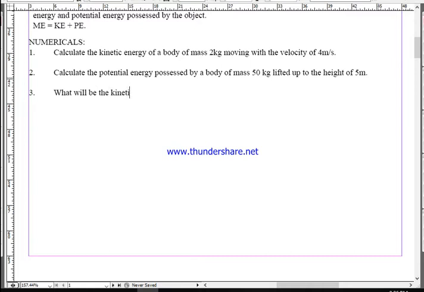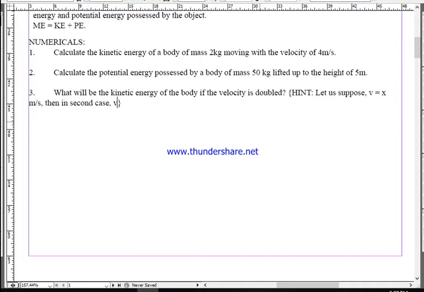And what will be the kinetic energy of the body if the velocity is doubled? Okay, this one you have to do on your own. Hint: I'll tell you the easier way to do this question. Let us suppose v is equal to x meter per second. Just assume that v equals x meter per second. Then in the second case, you are told to double the velocity, isn't it? So v becomes 2x meter per second. Use these values and then calculate. It is very easy, it is not so difficult.